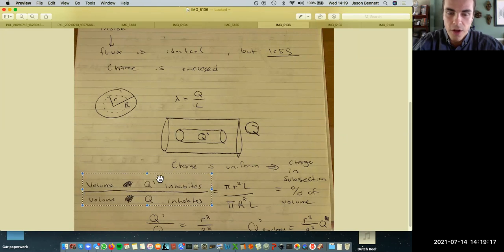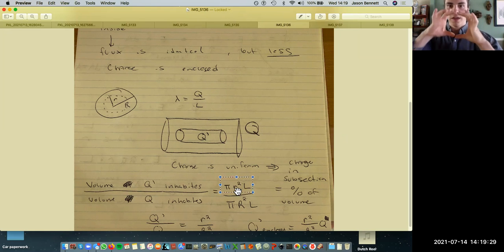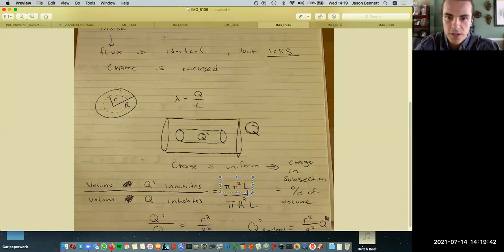I'm going to take the volume that this cylinder occupies, and the volume is, what is that? That's the area of a circle, and then the length. Before we were doing surface area, so that was the circumference times L. Now we're doing the volume, so it's area times L. So that's why that formula works.